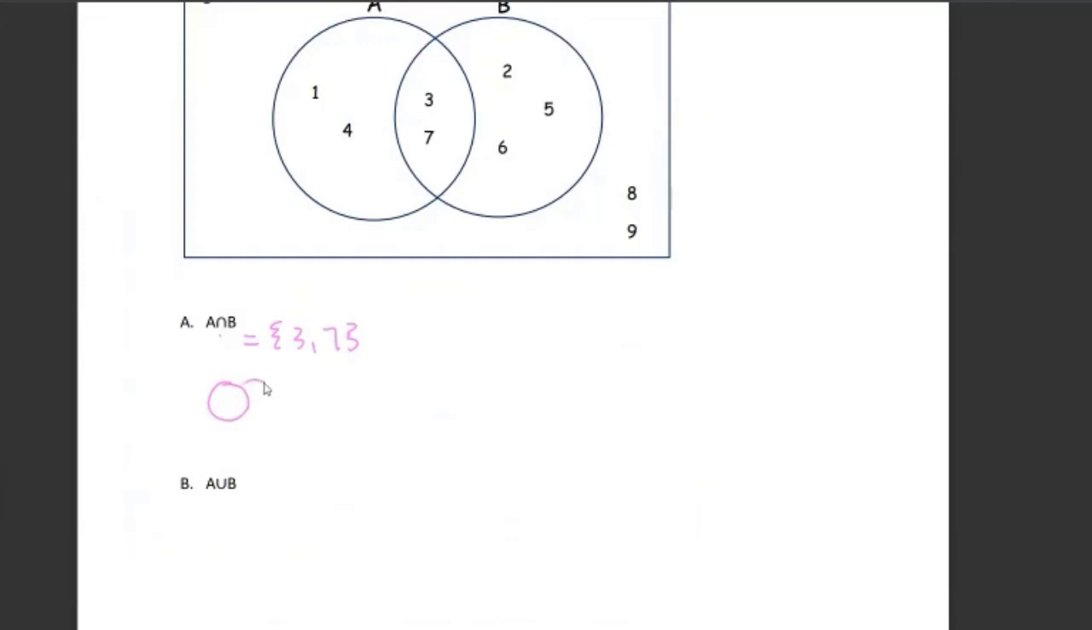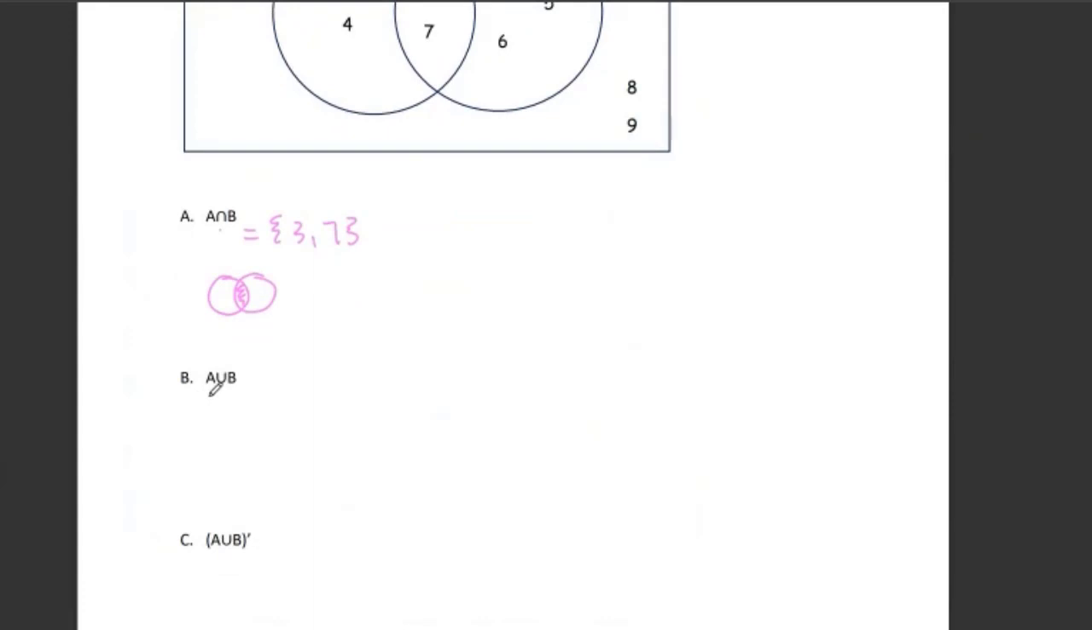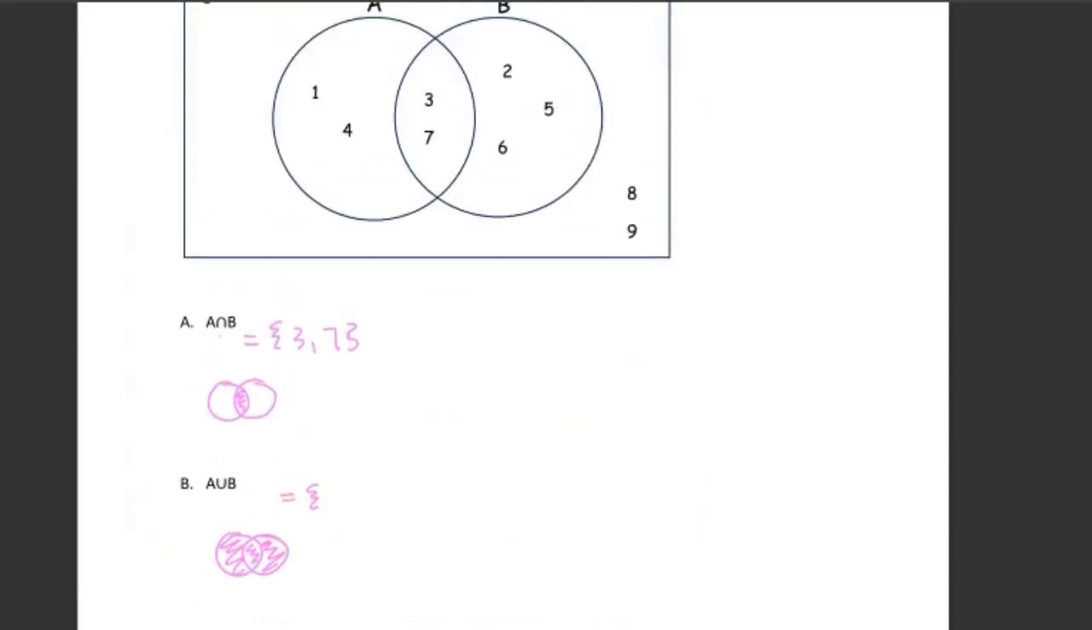Let me actually draw it right here. Okay, the union of A and B would be both sets. So everything from the circles, we've got 1, 4, 3, 7, 2, 5, and 6. So most of the time, Pearson is going to ask you to put these in order. So let's go ahead and put them in order. 1, 2, 3, 4, 5, 6, 7.